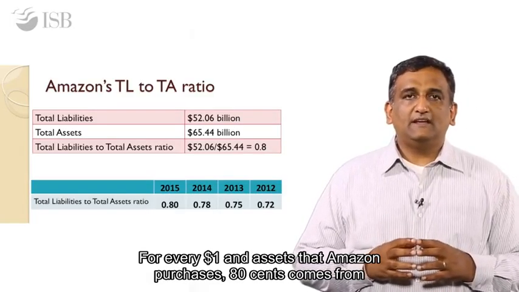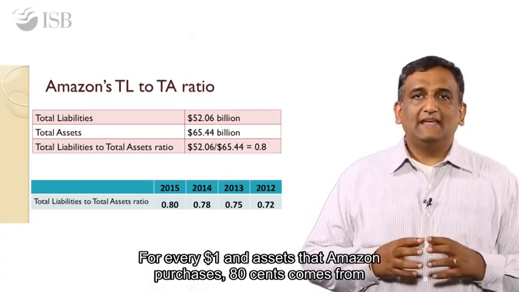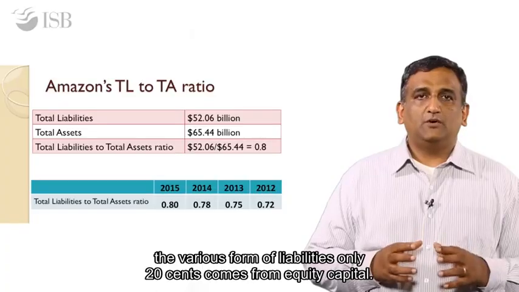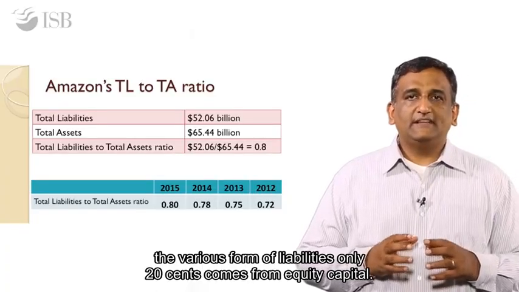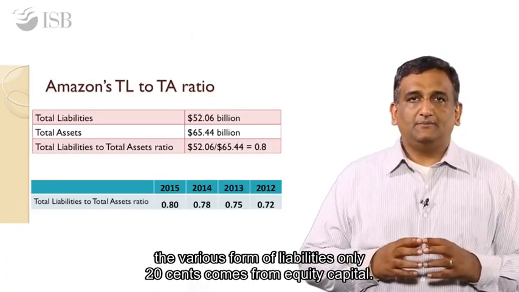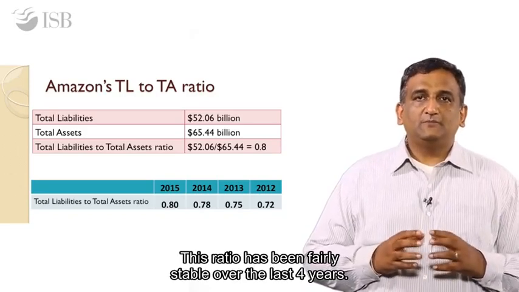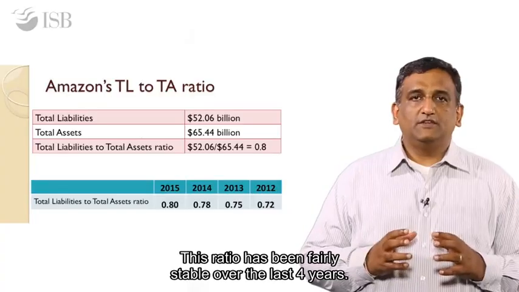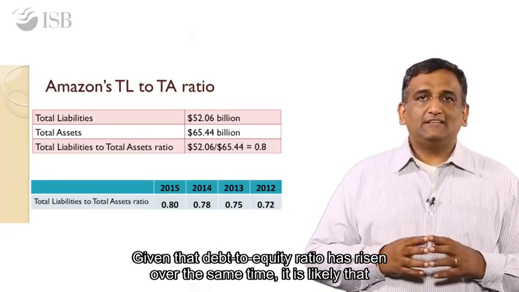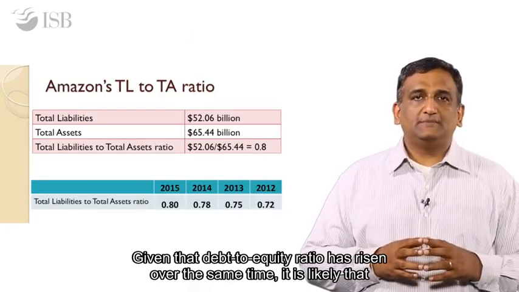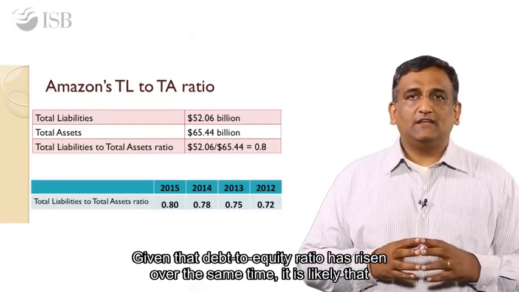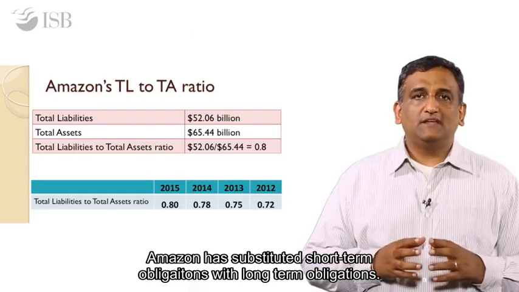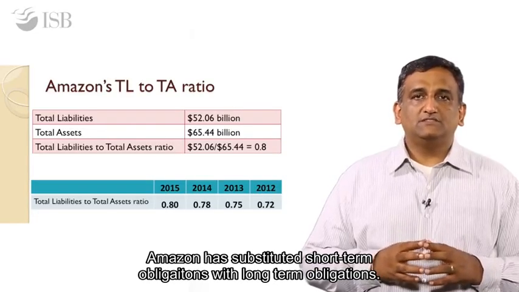For every $1 in assets that Amazon purchases, 80 cents comes from the various forms of liabilities. Only 20 cents comes from equity capital. This ratio has been fairly stable over the last 4 years. Given that the debt to equity ratio has risen over the same time, it is likely that Amazon has substituted short-term obligations with long-term obligations.